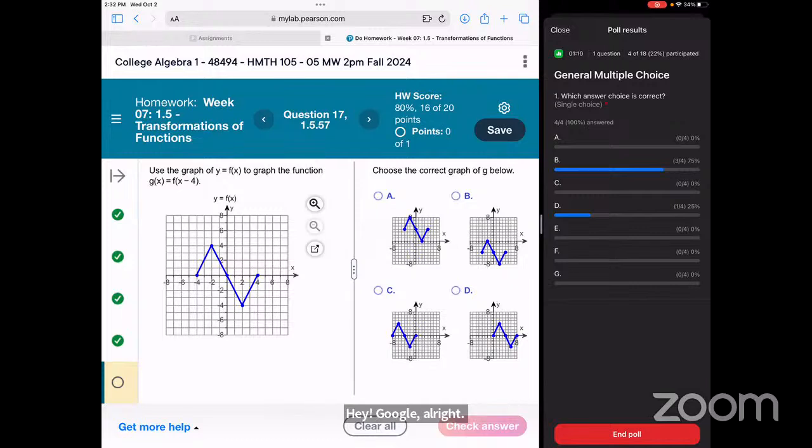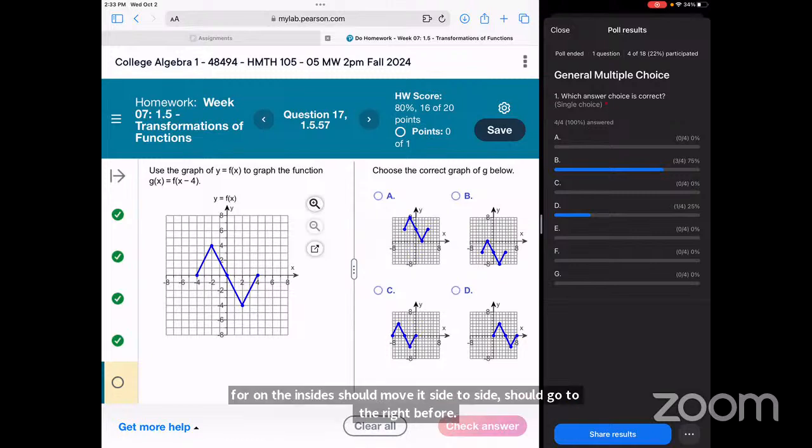All right, so let's close the poll. We subtracted 4 on the inside. I think the majority is wrong in this case. Subtracting 4 on the inside should move it side to side. It should go to the right by 4.